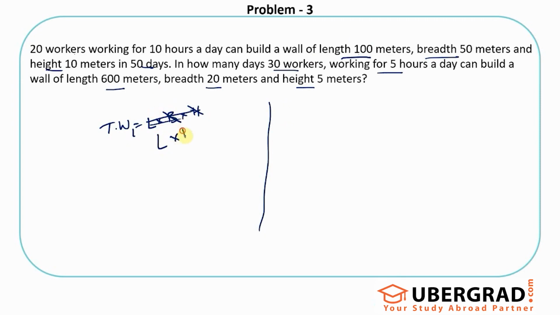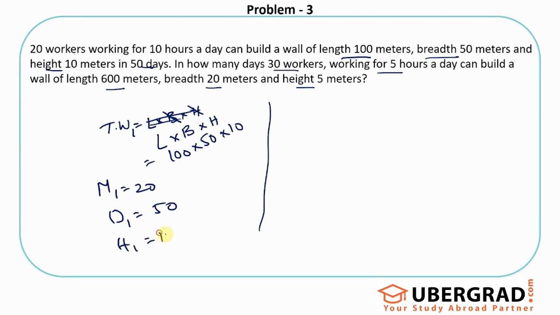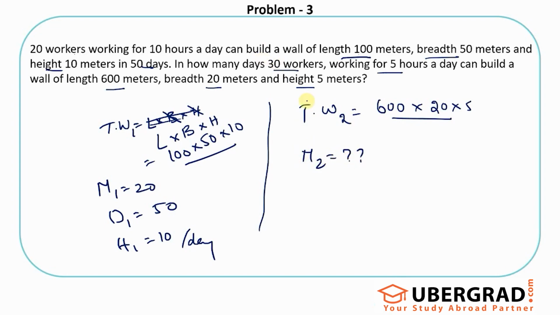Here because they've given length into breadth into height, I'll apply that. So what is length? 100 into breadth 50 into height 10. What about the number of people? 20 people. How many days are they working? 50 days. How many hours are they working? 10 hours a day. What is the total work 2? I need to build a wall of 600 meters into 20 meters into 5. You see this? This is not the same as this. That's why I need to consider this. I cannot ignore the work and I cannot simply write M1, D1, H1 or something, right? What about M2? This is what I need to find, right? 30 workers. I need to find D2. How many days are they going to take to complete? And H2 is 5 hours a day.